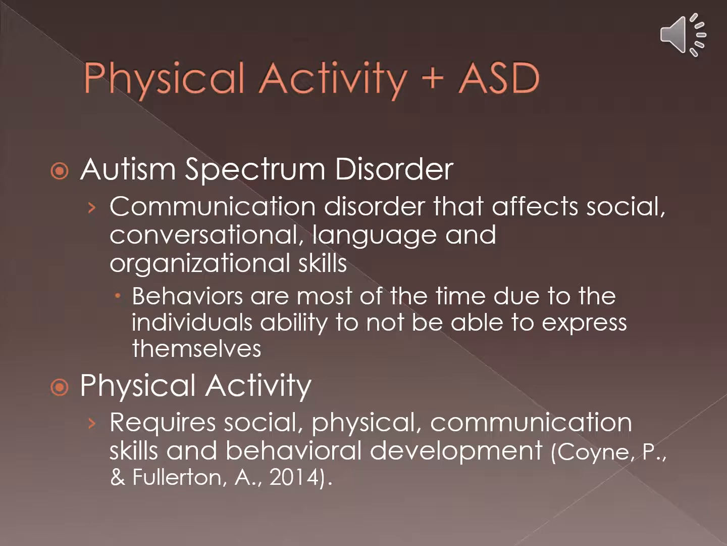So now let's look at physical activity and the skills that are required. Physical activity requires social, physical, communication skills, and behavioral development. Now, when you compare autism spectrum disorder and physical activity, you'll see that a lot of those skills that are needed for physical activity we don't have yet for some students who have autism spectrum disorder. Just because they don't have them yet does not mean that they won't ever be able to acquire those skills.